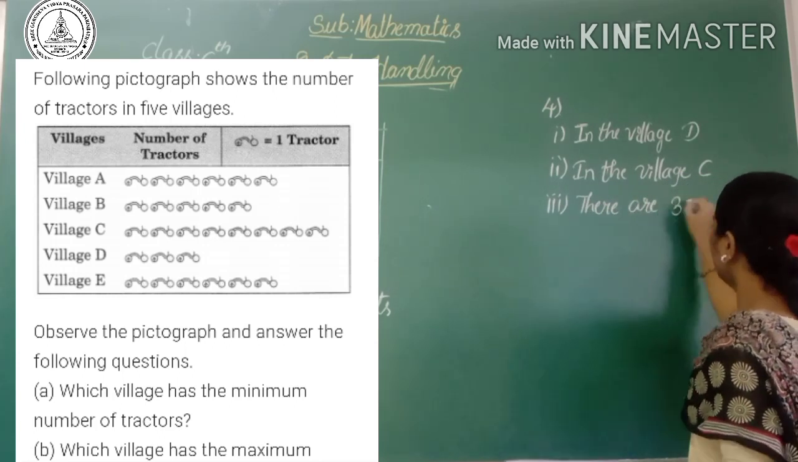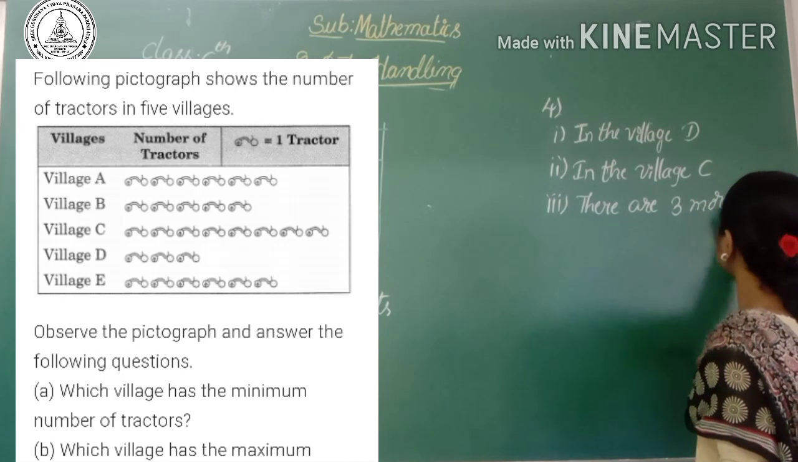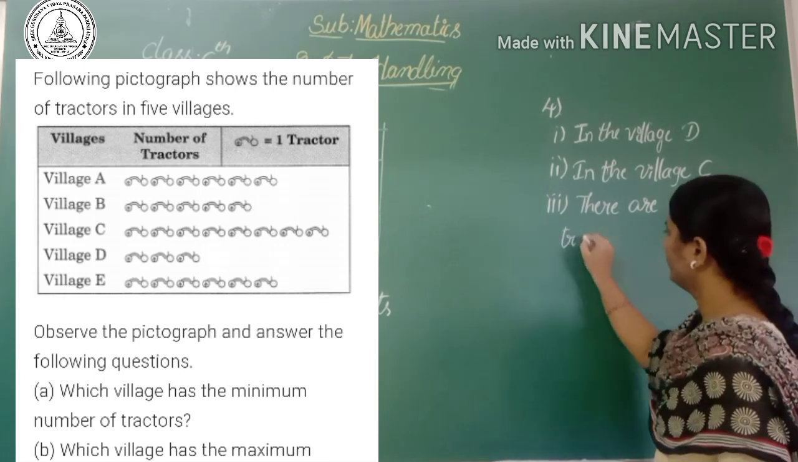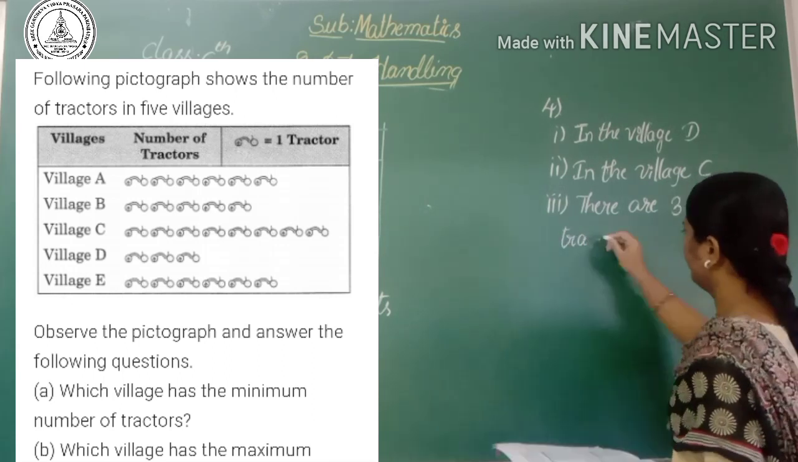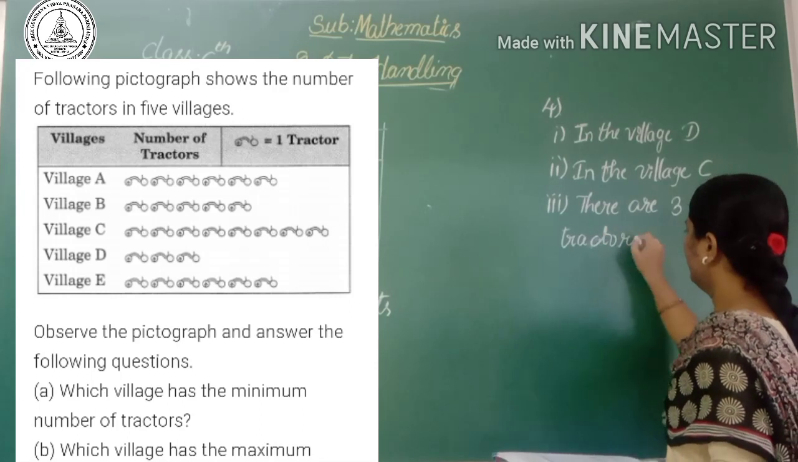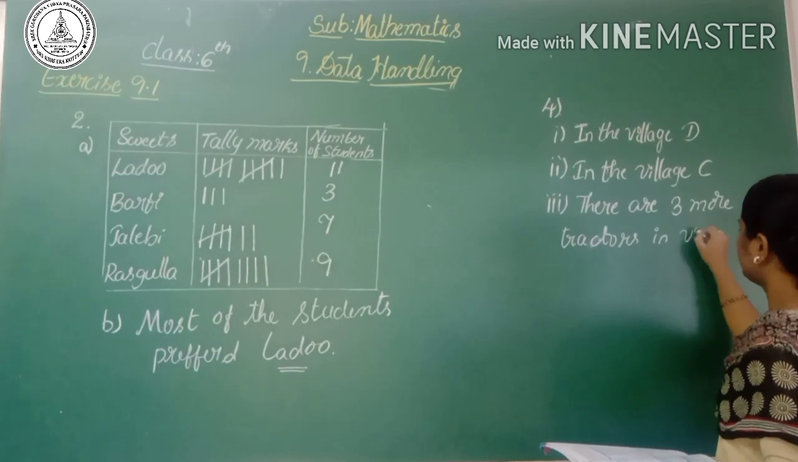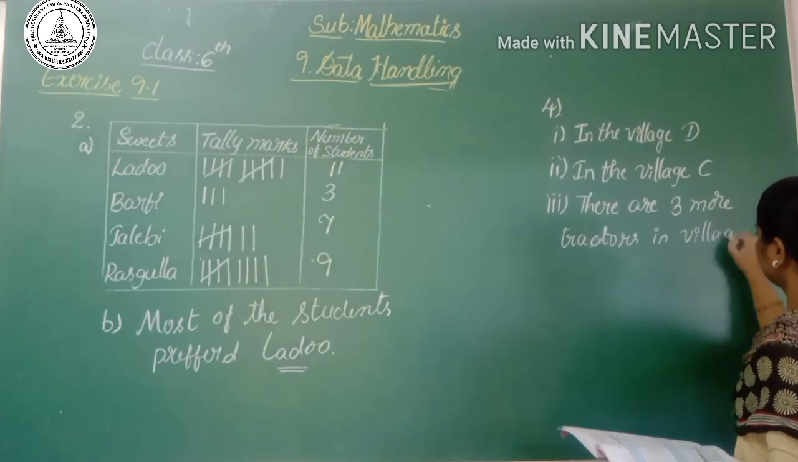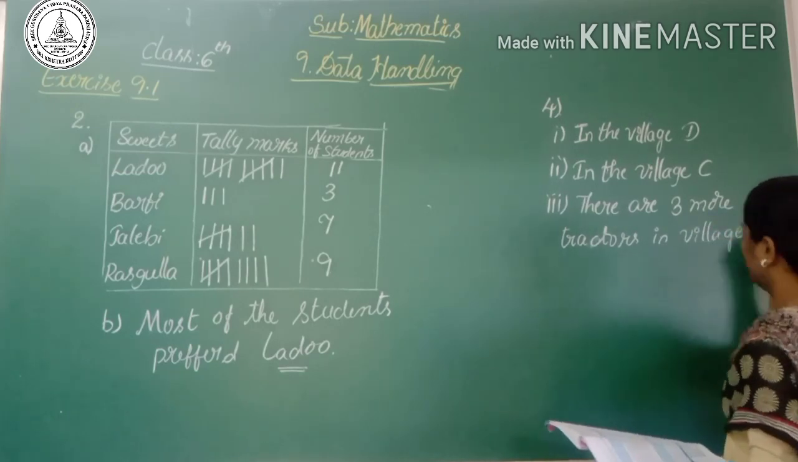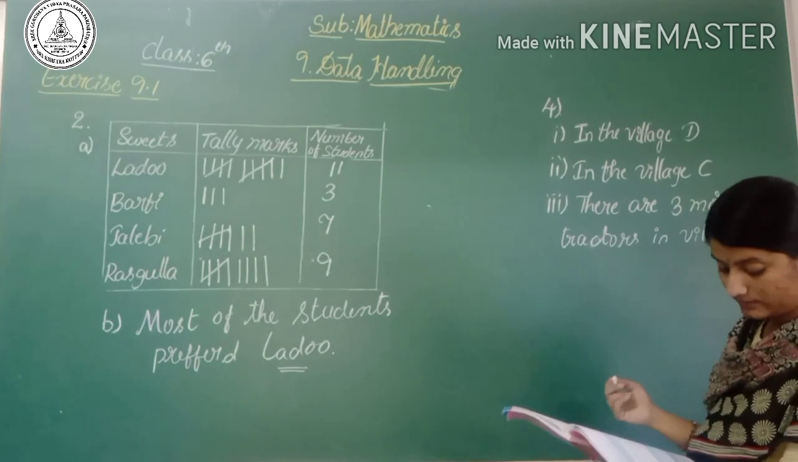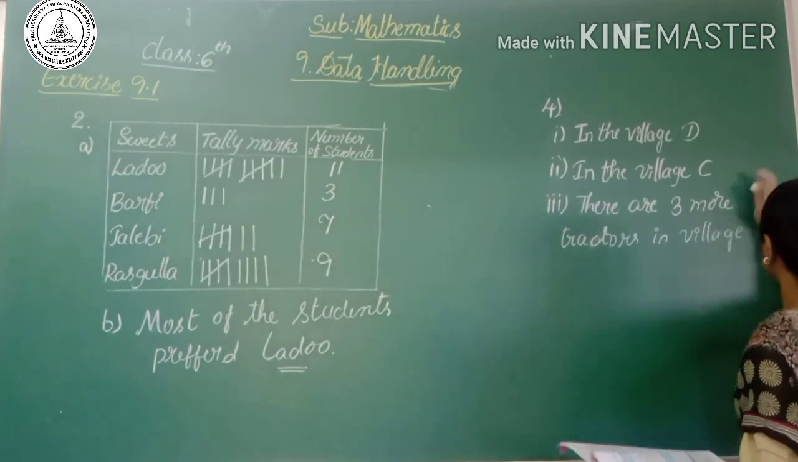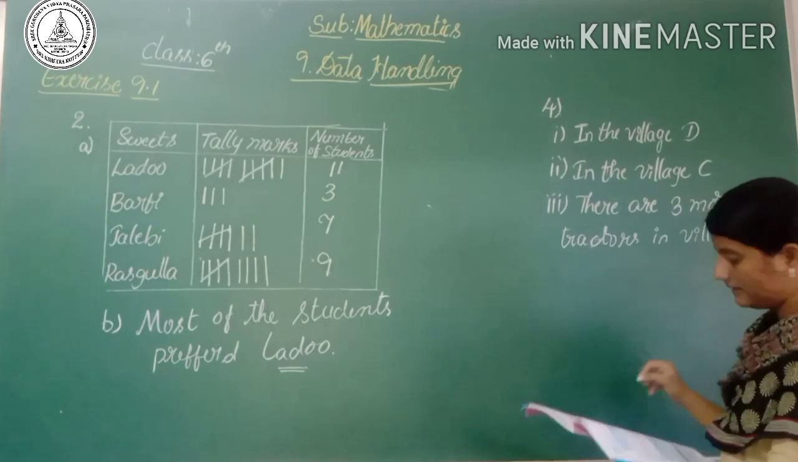There are 3 more tractors in village C than B.